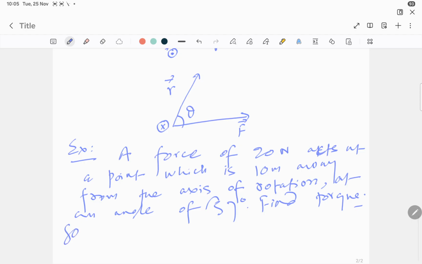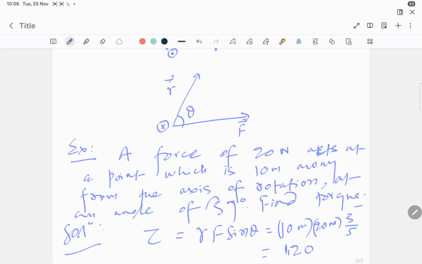So magnitude of torque will be R into F into sine theta. R here is 10 meter into 20 Newton, and sine 37 degree is 3 by 5. So it becomes 5 to the 10, 120, and its unit is Newton meter.